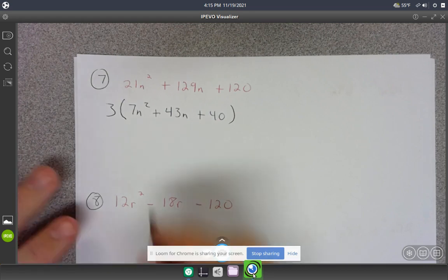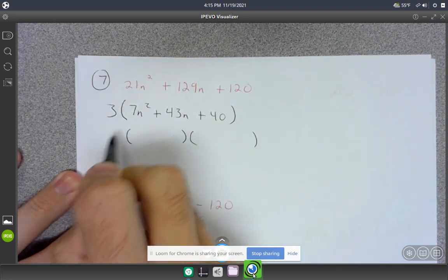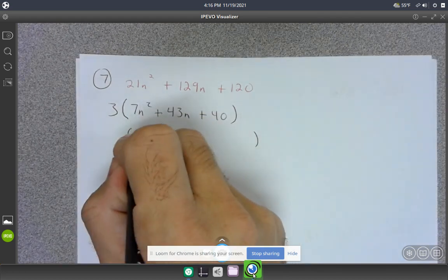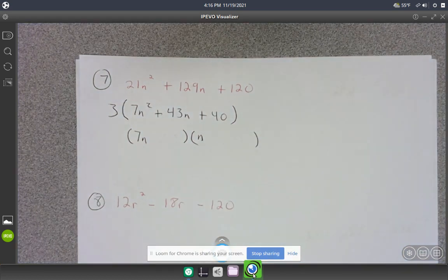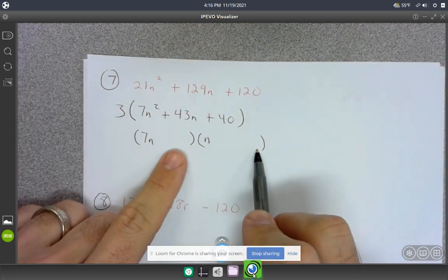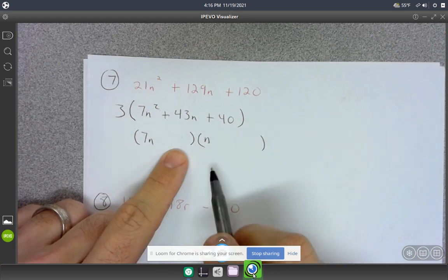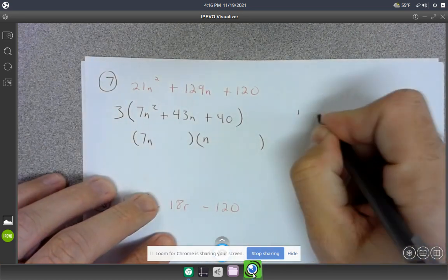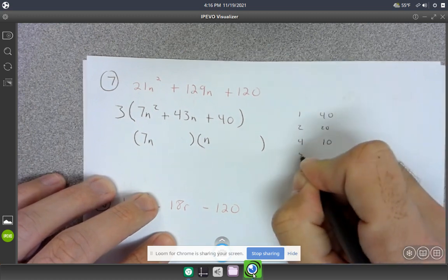All right, so the 3 is not really going to matter for the rest of the problem. It's just going to be sitting here on the edge. So I know that these two numbers, again, they got to multiply to give me 7n squared, and 7n and n are the only two options. All right, for these two guys, we're going to have plenty of options. These have to multiply to 40, but then in the very end, there's going to be a 43 that has to come from the middle. So 1 and 40, 2 and 20, 4 and 10, or 5 and 8.